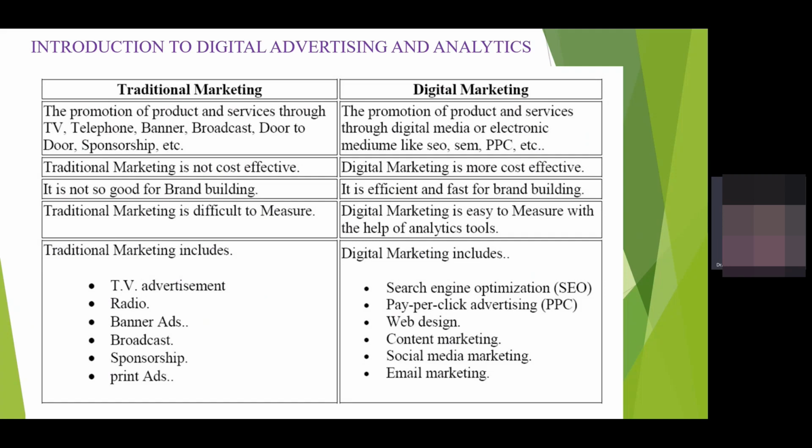As I mentioned, in the traditional marketing, analyzing and understanding which particular technique has made the customer to buy your product is very difficult. Whereas in the digital, it is easy. Now, if you look at some of the examples of the ways in which both are done, in the traditional marketing: TV advertisement, radio, banner, broadcast, sponsorship, print ads, and so on. These are the ways of using the traditional marketing. Whereas the digital marketing includes search engine optimization, pay-per-click advertising, web design, content marketing, social media, and email marketing. So these are the differences between the traditional marketing and digital marketing.